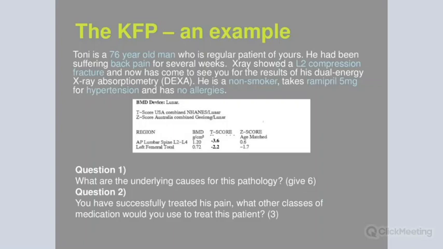So question 1 could be something like, what are the underlying causes for this pathology? Give 6. Question 2, you've successfully treated his pain. What other classes of medication would you use to treat this patient?